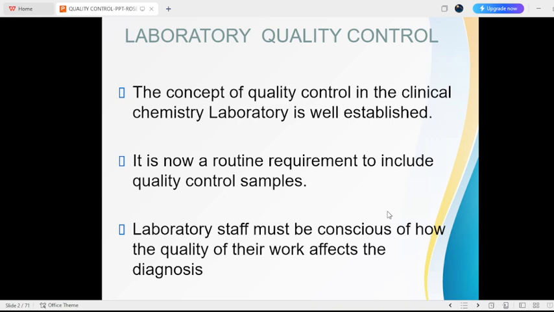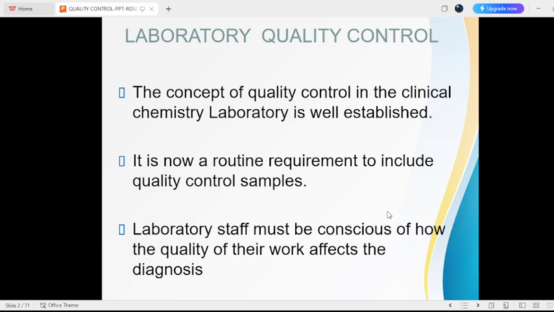Today I am going to discuss the most important topic in biochemistry, that is quality control. So first of all, the definition of quality control. Quality control in a medical laboratory is a continuous process of monitoring, evaluating and improving the analytical process to ensure the production of reliable and accurate patient results, ultimately contributing to better patient care and outcomes.